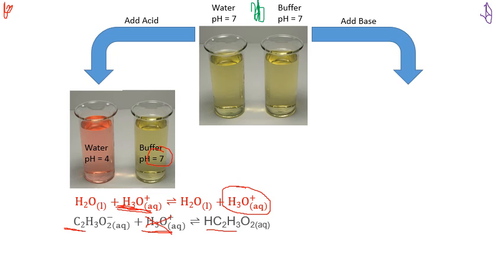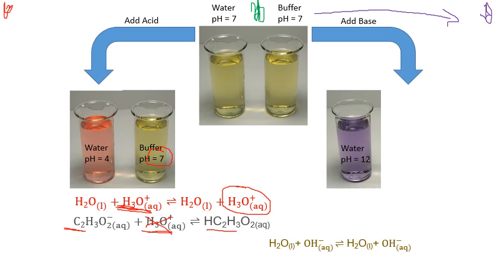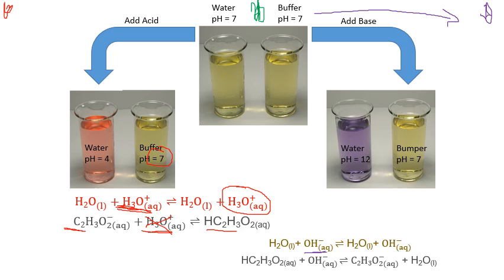So with the base system, if I add base, my water is going to go from a neutral system to a base because I've added a lot of OH⁻ to the system. By adding all this OH⁻, it causes my sample to go from neutral to basic. But if I added that same amount of OH⁻ to my buffer system, what happens is the OH⁻ reacts with the HC2H3O2 sample, and all of the OH⁻ gets used up. It reacts with all of my HC2H3O2, and what I'm left with is C2H3O2⁻, but there's no base left over.